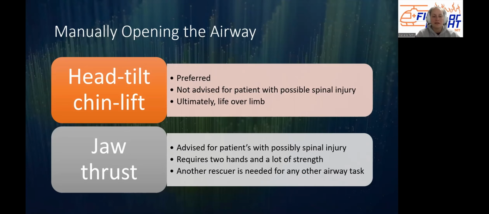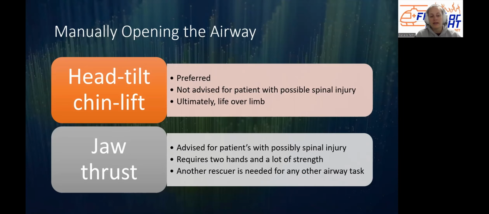The issue is that it does require two hands and it requires a lot of strength to maintain. So if you're holding a jaw thrust on somebody, you're not able to do anything else. You're not able to use the BVM. You're not able to help with applying oxygen, controlling bleeding, anything else. You're stuck there just holding the jaw thrust and holding C-spine, and you can't do anything else. So you'll need another rescuer to help ventilate the patient, get the oxygen ready, any other treatment that that patient needs. You're just going to be there holding the jaw thrust.